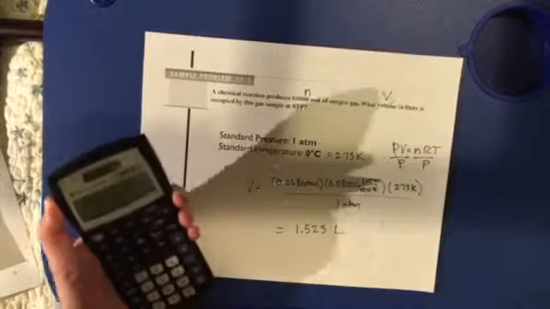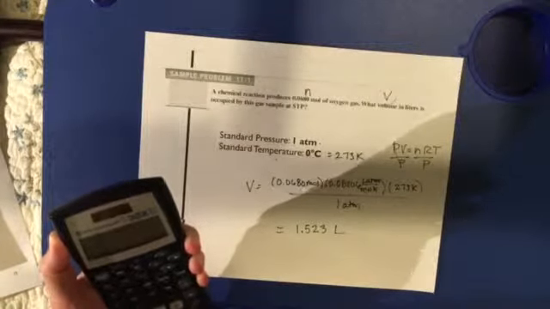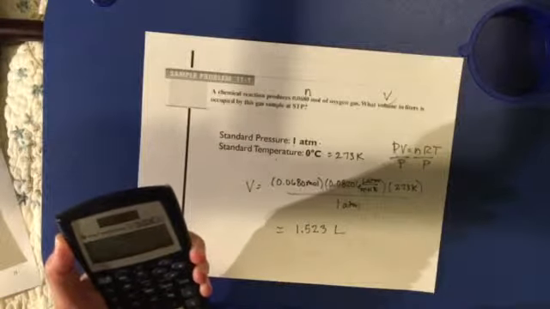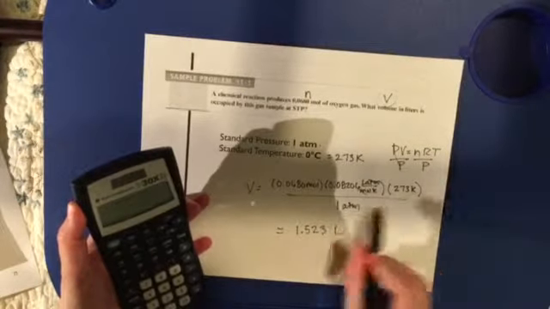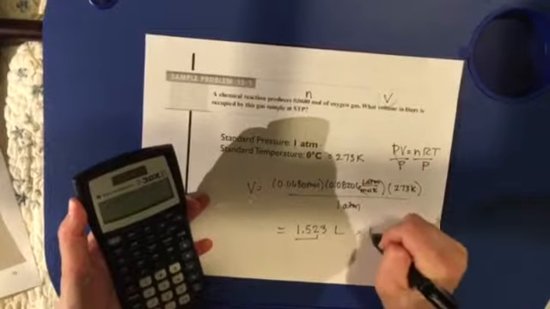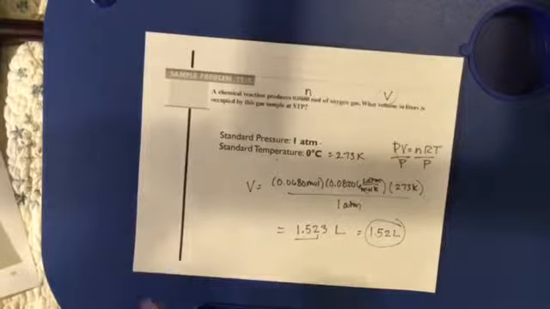liters. I'm going to do this again to make sure. 0.08206 times 273 equals 1.523 liters. I want 3 significant figures, and that is my answer.